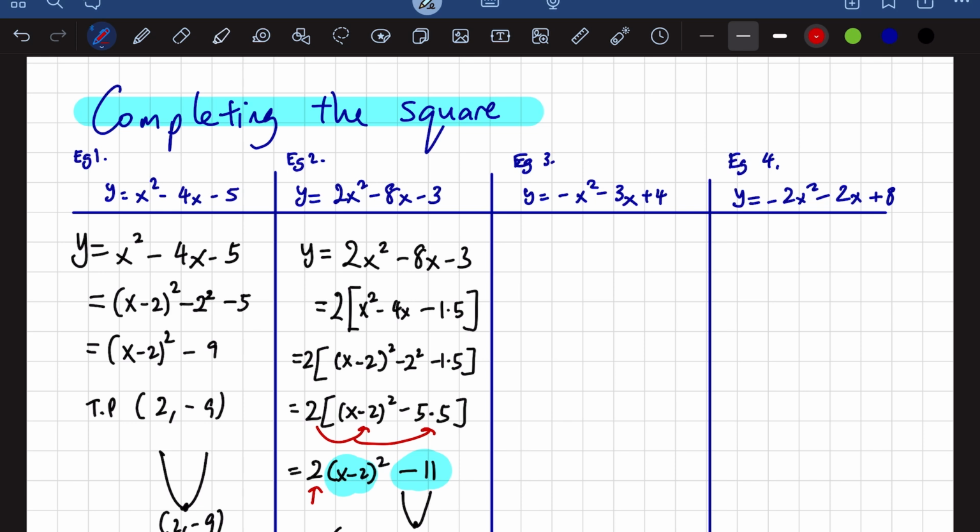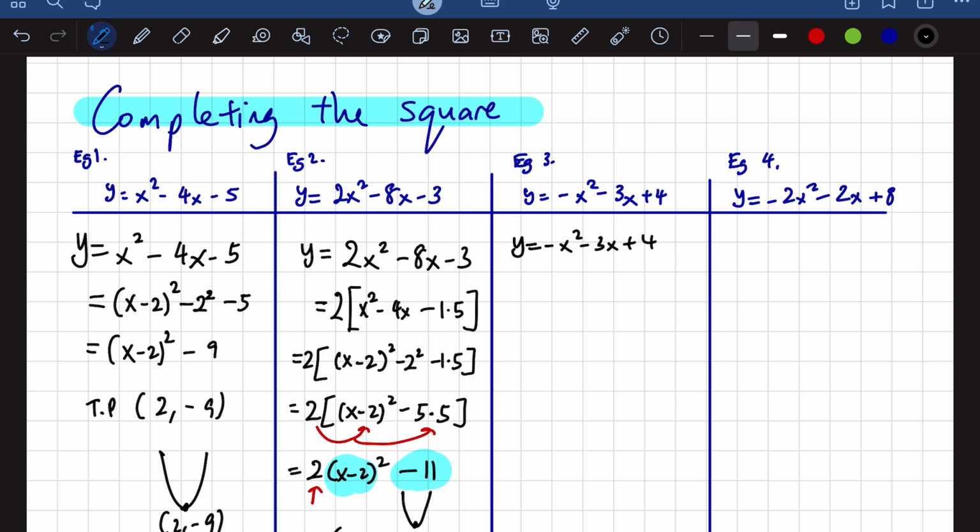All right, so I hope these two examples are clear, right? How do you complete the square? And now we're going to move on to example 3. Example 3 is a bit tricky because the coefficient in front of the x squared is actually negative.